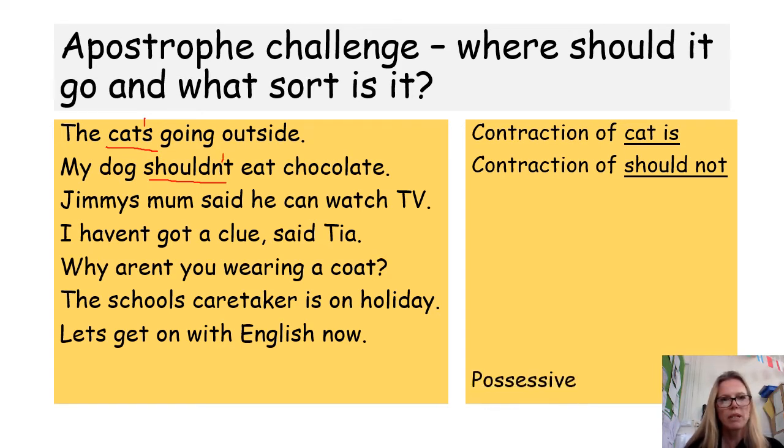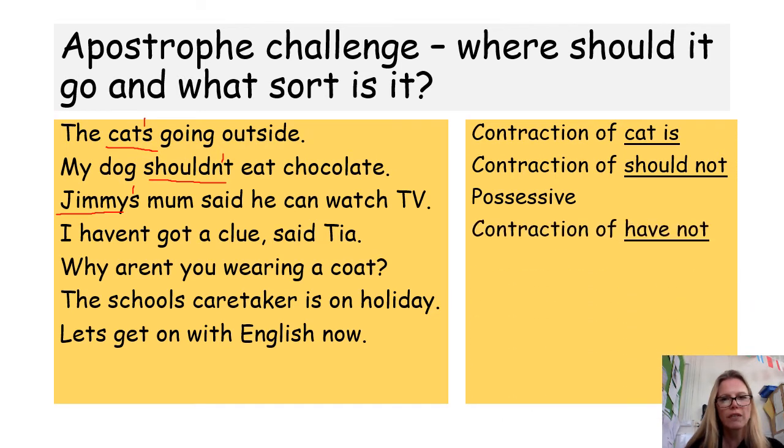Then we've got Jimmy's mum. Now that's the mum who belongs to Jimmy, so Jimmy's the owner of the mum, so we point to him. That's a possessive apostrophe. Next one, I haven't got a clue. So haven't is a contraction. It's have not, so the missing letter is the O there, so we put the apostrophe there.